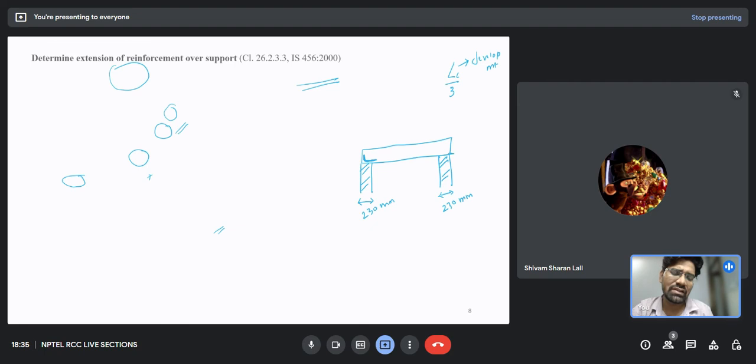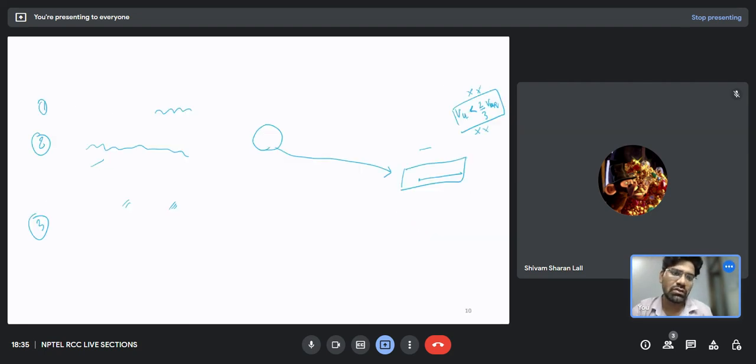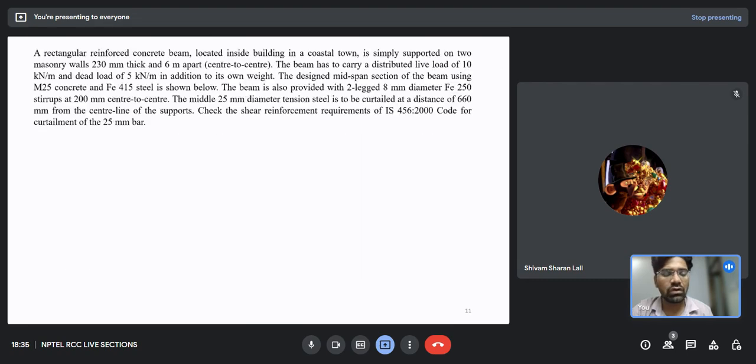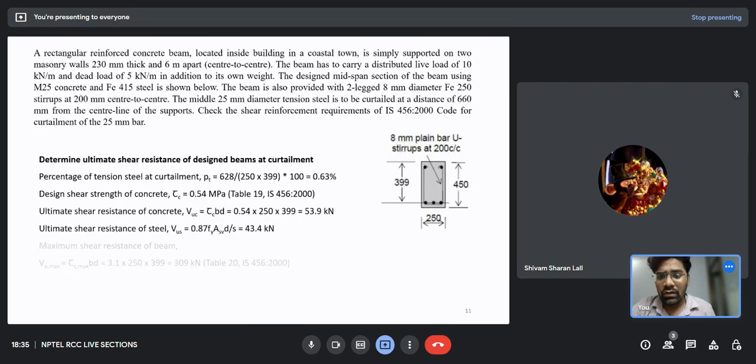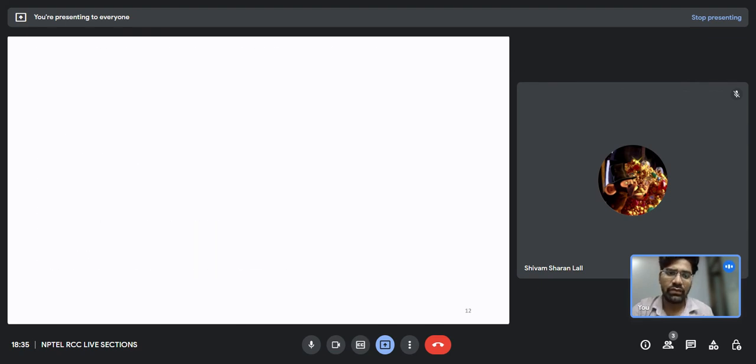So the correct answer is that you should provide it towards the mid span, because my section is now more vulnerable in the mid span direction.